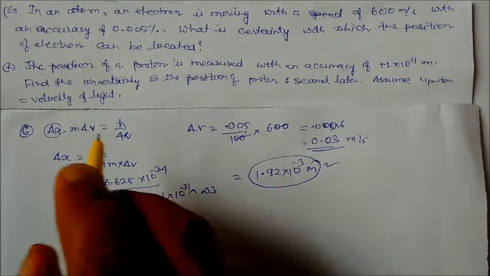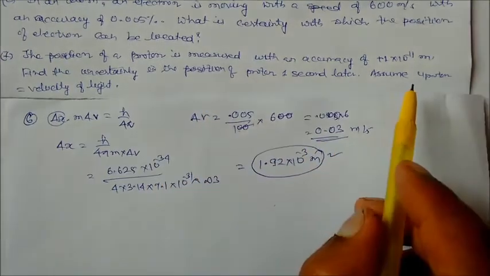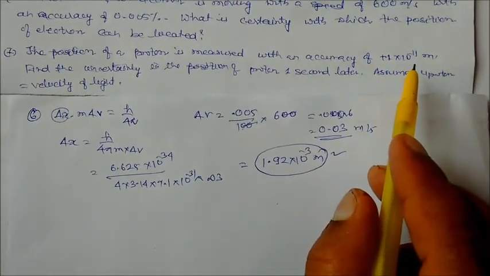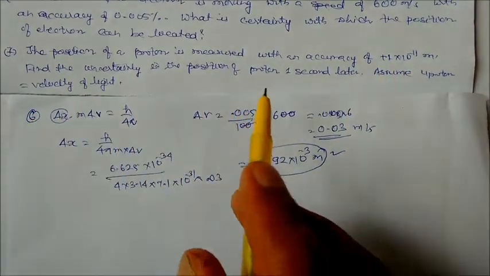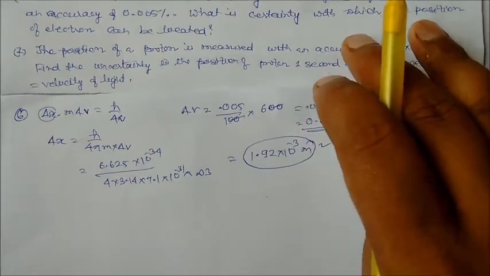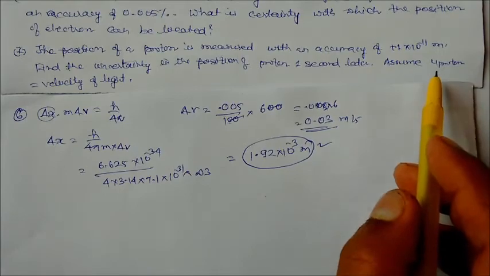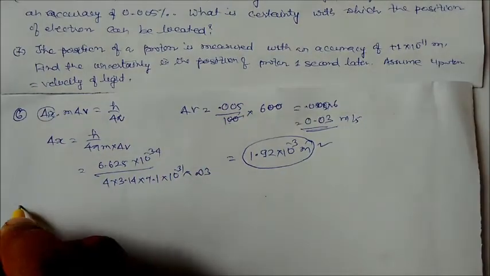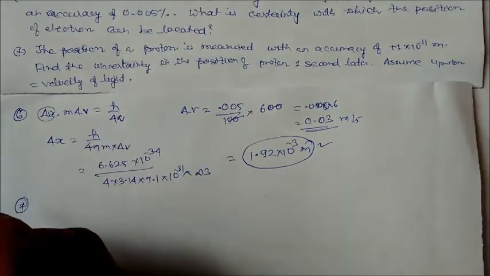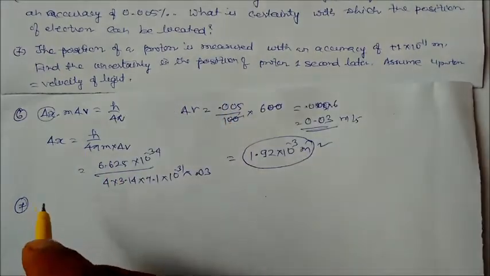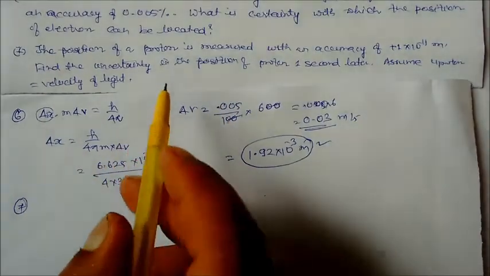Now the next question. The position of the proton is measured with an accuracy of 1 into 10 power minus 11 meter. So find the uncertainty in the position of the proton 1 second later, assuming the velocity of the proton is equal to the velocity of light. So in this problem we have to find the uncertainty in the position.